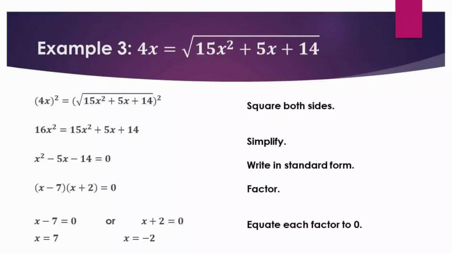Then we simplify 16x squared equals 15x squared plus 5x plus 14. Writing it in standard form, we will have x squared minus 5x minus 14 equals 0. Next, factoring the trinomial, we will have x minus 7 times x plus 2 equals 0. Then equate each factor to 0. We will have x minus 7 equals 0 and x plus 2 equals 0. Solving for the final value of x, we will have x equals 7 and x equals negative 2. Therefore, the values of our roots will be 7 and negative 2.